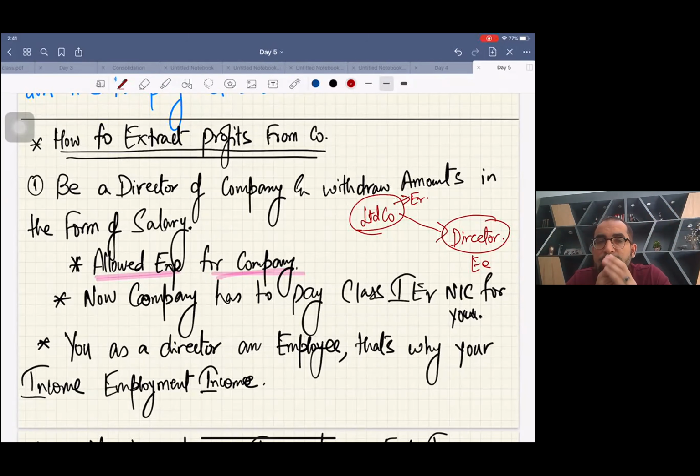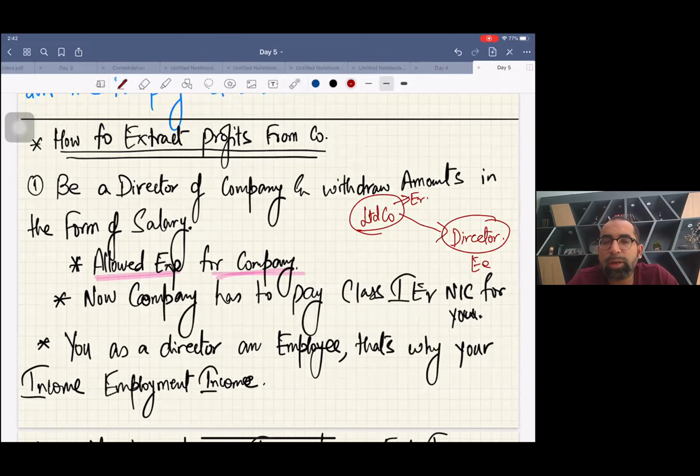So I repeat, let us say you have formed a company. Now finally you need to extract your money out of that company. You need to take out the funds from the company. There are different ways. The first way, you become the director or employee of the company. Then the company becomes the employer, and whatever the company pays you is called salary. Salary is an allowed expense for the company, number one.